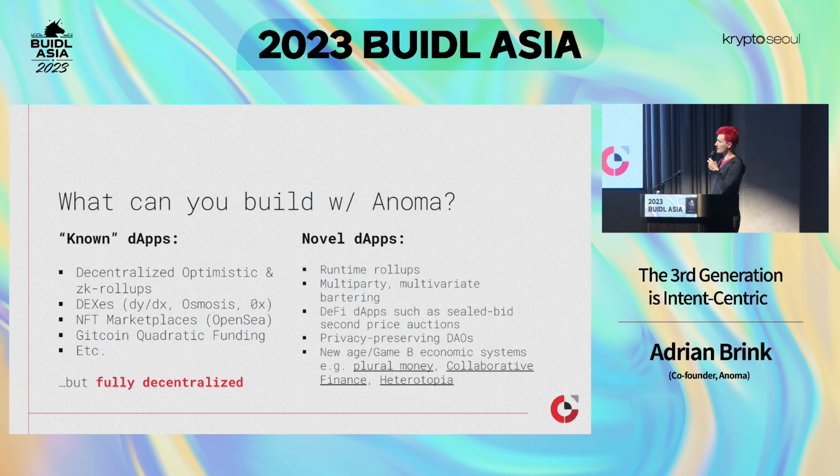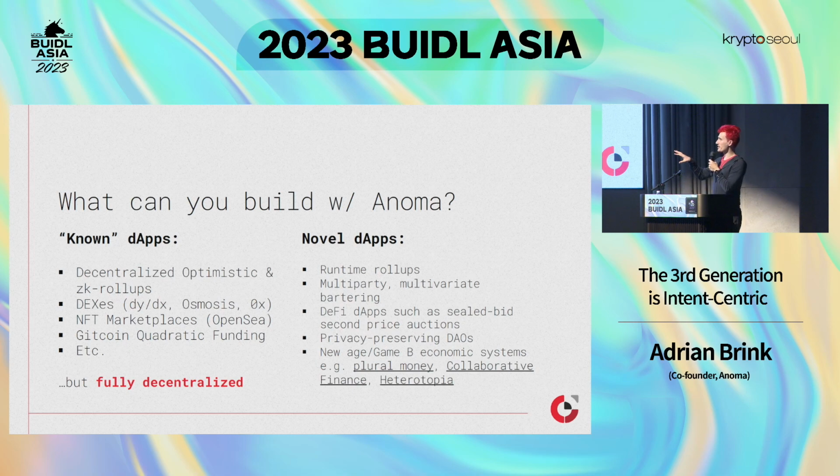You can also build DEXs because Anoma allows you to have intents which are not on-chain. So intents can be free. So you can actually build very scalable order book exchanges without having to have centralized components like the relayers in the 0x model. We already spoke about NFT marketplaces.